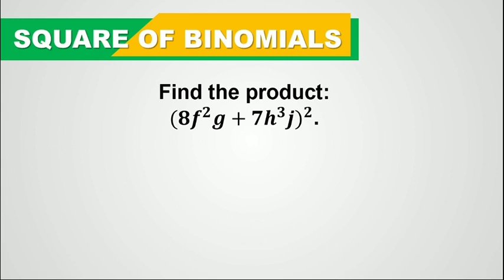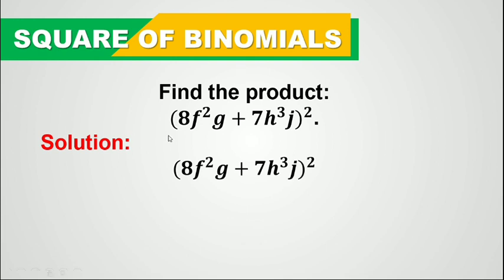Find the product when you square 8f squared g plus 7h cubed j. So what's gonna be your answer? Again, all you have to do is to square the first term and then plus. So square the first term. So 8 squared, that's 64. F squared and then squared, that's f to the 4th power. And then g squared, so g squared.